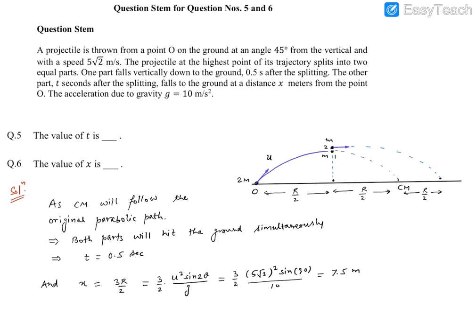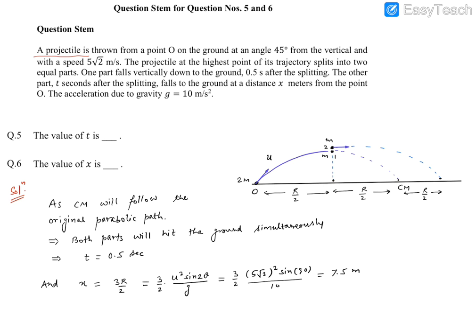Hello, here is the passage of this JEE Advanced 2021, paper 1. So this contains question number 5 and question number 6. So the question stem is this, and based on this we need to answer these two questions. It is from projectile motion.